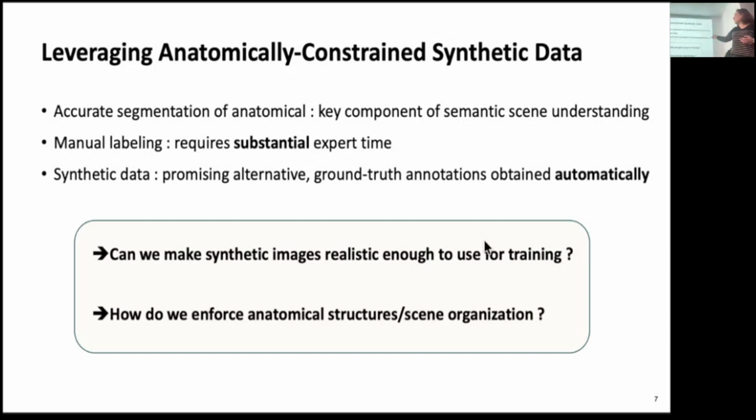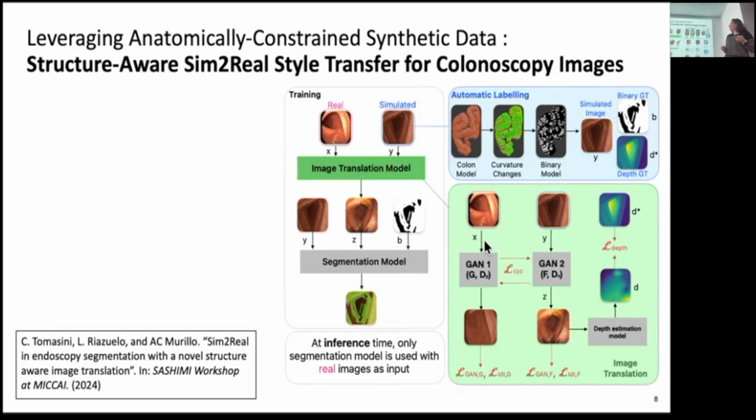So yeah, as I said, how can we make synthetic data images realistic enough while also enforcing some sort of anatomical structure, having a constraint on the scene structure organization? The first one we worked on was using a CycleGAN image-to-image style transfer from simulated colons. So that's what you have up there.